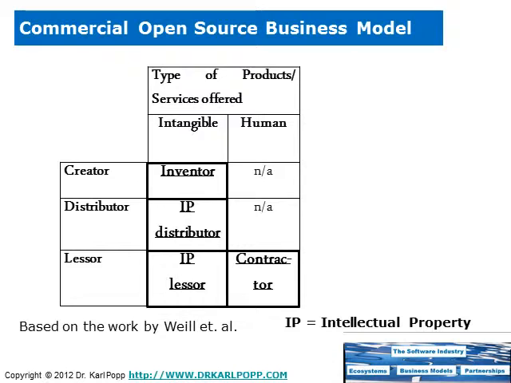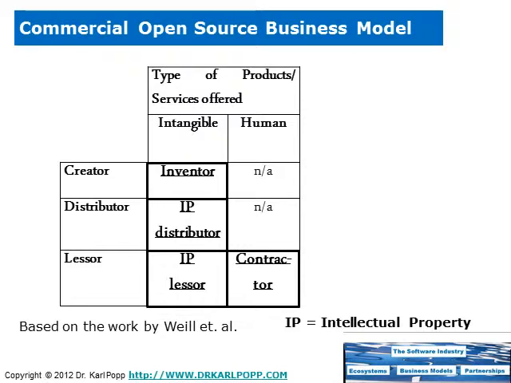So basically on top you have the type of products and services offered by a company. You have intangible products, which is basically software and intellectual property. And you also have human services, which are services you have in the software industry, like developing products, maintaining, and supporting software products.